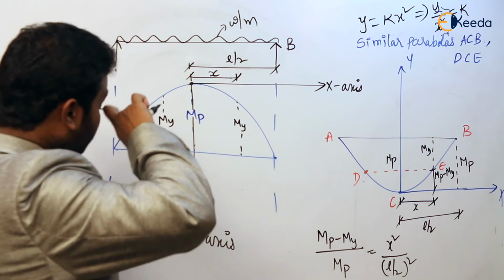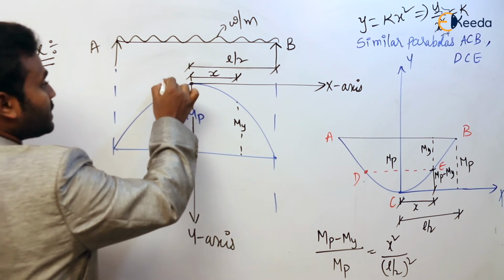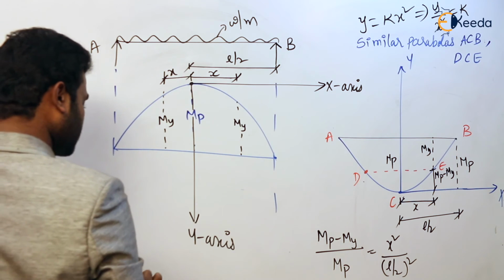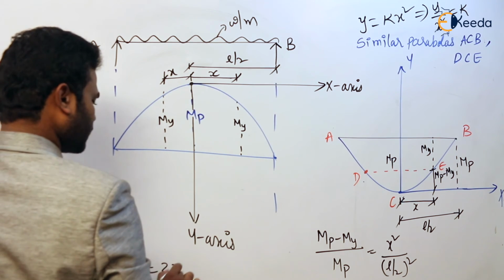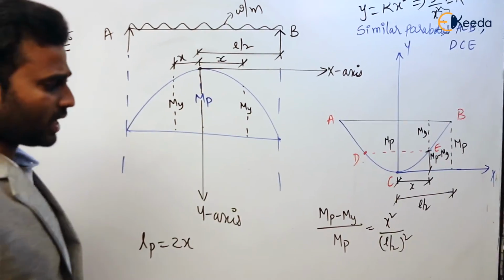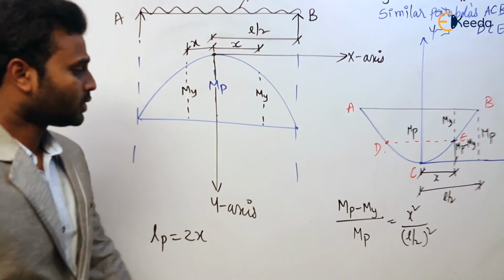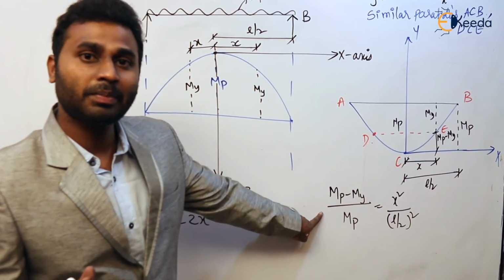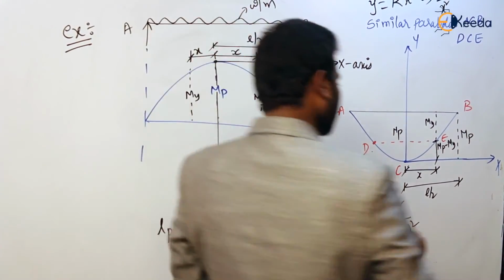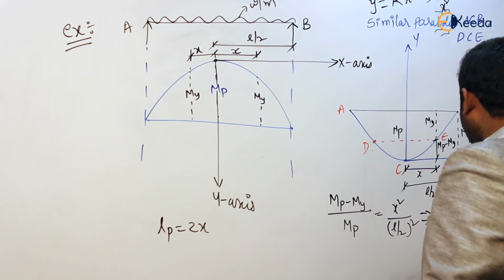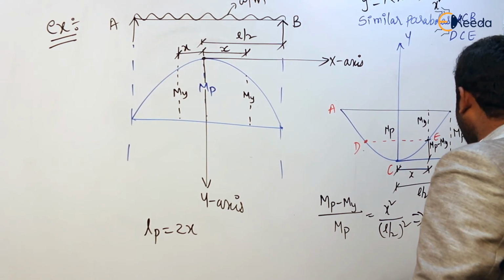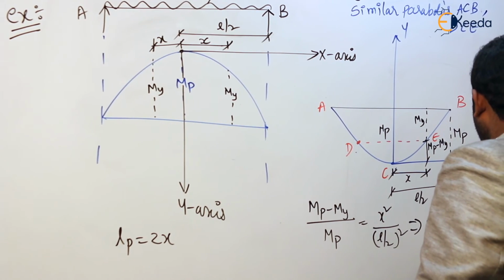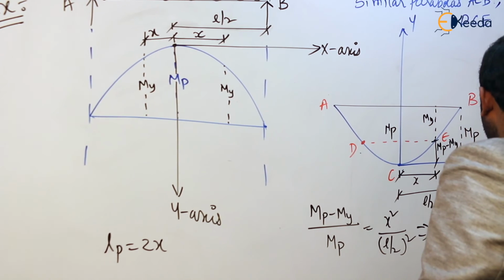Now in this diagram, what is meant by plastic hinge length? Plastic hinge length LP is equal to 2x. From that, can we calculate the x value? Yes, of course. MP by MP is 1, minus My by MP is 1 by shape factor. Upon simplifying, we get 1 minus 1 by shape factor is equal to x square by L square by 4.